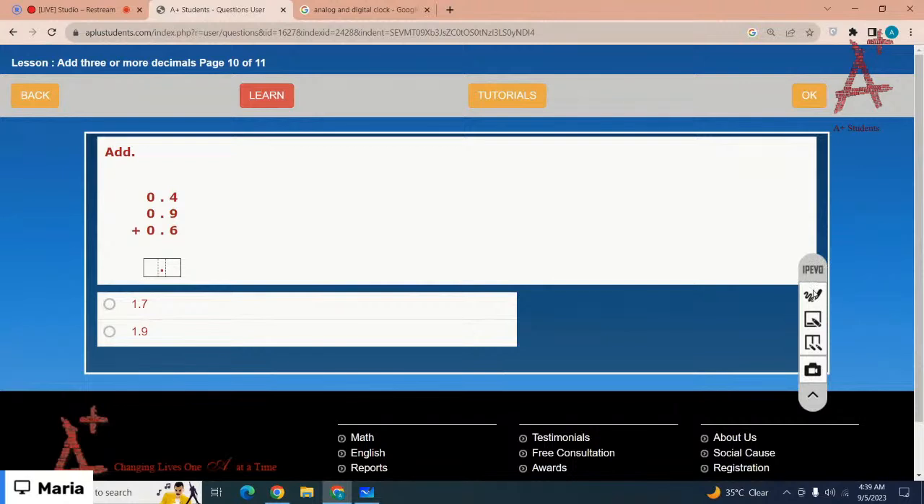Okay, the next one you have to add, right? So 6 and 4 is 10 and 9 is 19, right? So 9 would be at the tenths position and 1 is the whole number. It would be 1.9, right?